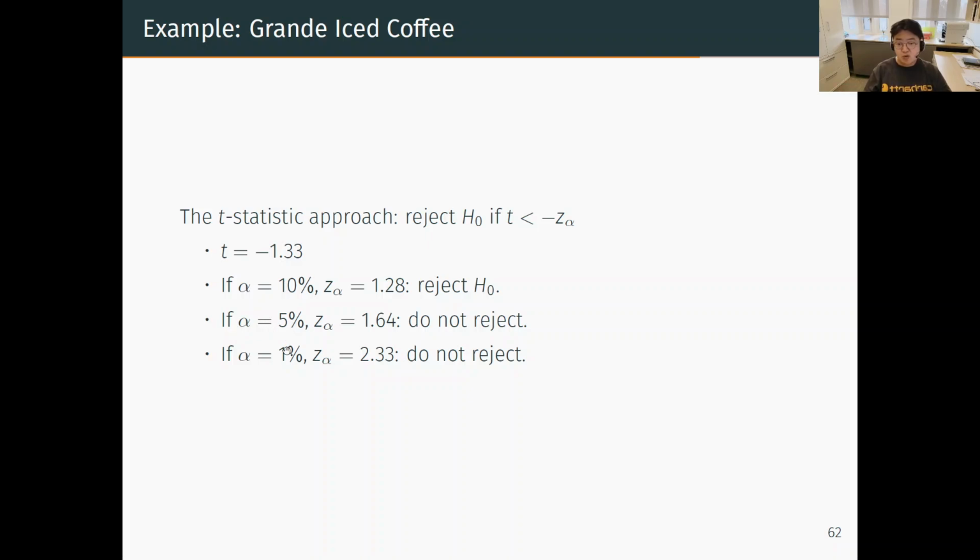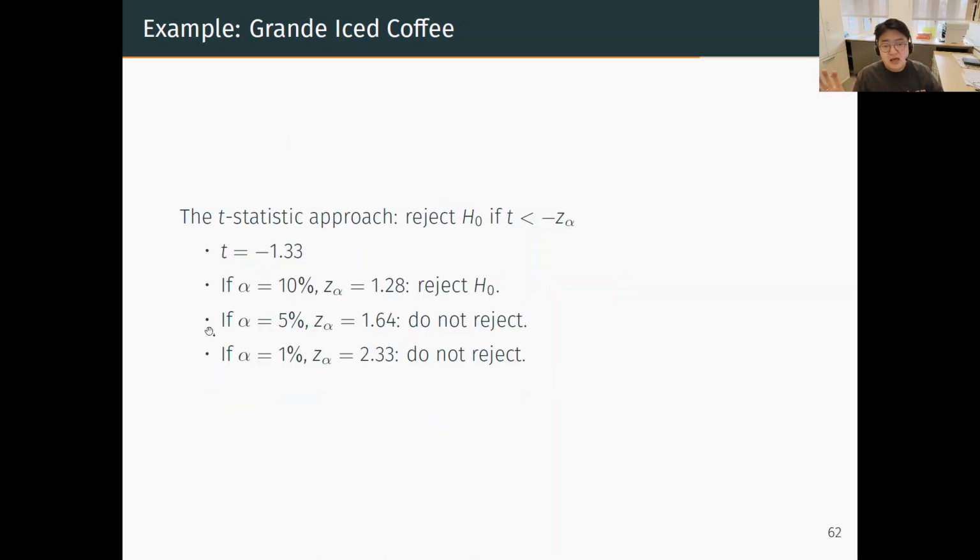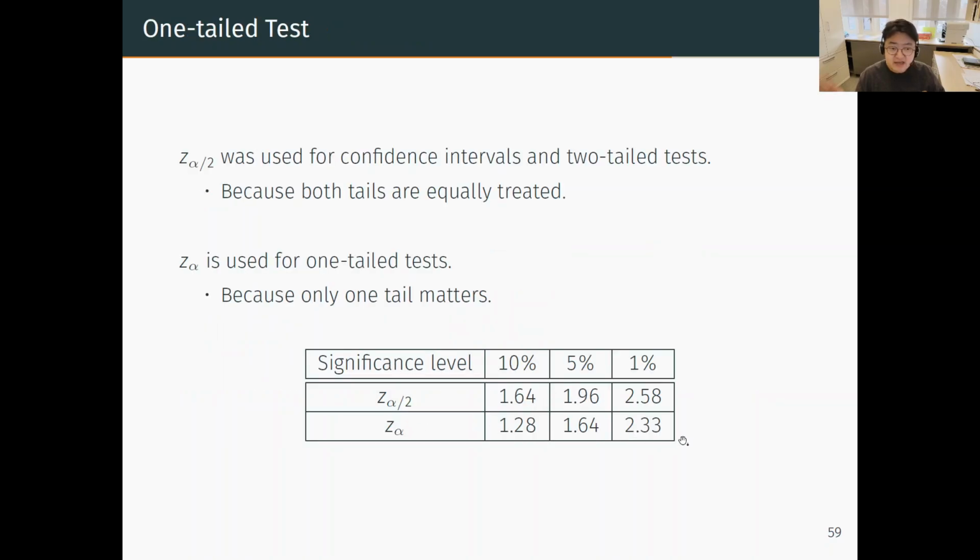But if you choose 5% or 1%, your margin is larger, so the margin covers minus 1.33. Your t-statistic, the standardized difference, is within the margin you allow for random error, right? So in these two cases, you do not reject the null hypothesis. The t-statistic approach is consistent with the p-value approach: rejected only at 10%, but not rejected at 1% or 5%. And remember, those numbers are from a new set of numbers, different from the confidence interval or two-tailed test, so you have to be careful with that.